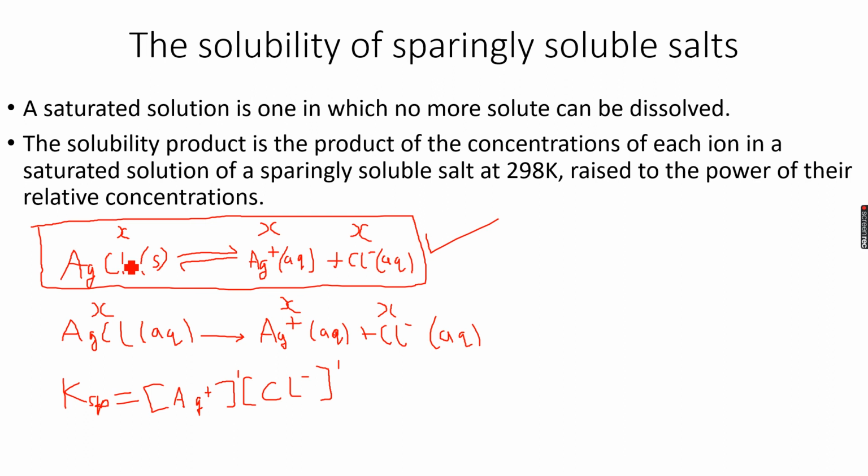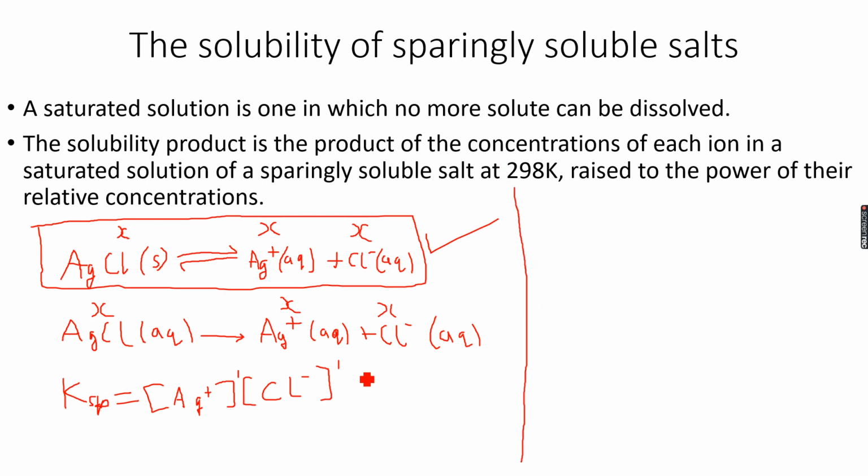There is no denominator, because as I said, solids cannot be included in the equilibrium constant expressions, because solids have no concentration. So their concentration is taken as unitary or 1 unit. So we do not have any denominator, we only have a numerator. This is called the solubility product, and this is the definition of solubility product.